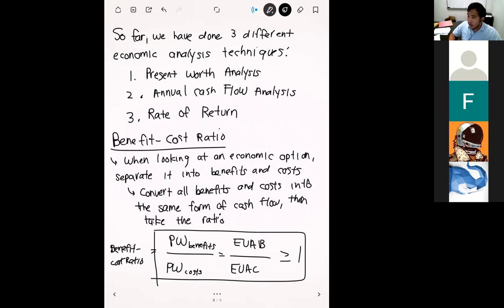So nothing too new here. We're going to be doing cash flow conversions just like we usually have. It's just that afterwards you're going to be taking a ratio of the results, which we haven't done before. Any questions on how benefit cost ratio is defined?